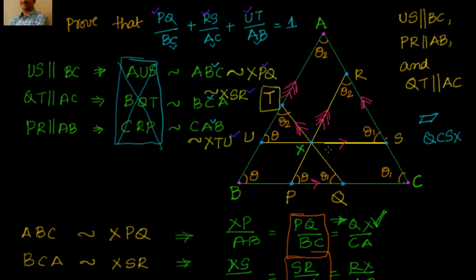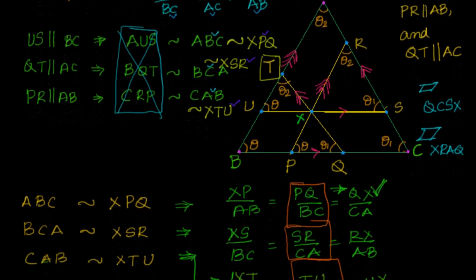QCSX is a parallelogram because it has two pairs of parallel lines. So can I go ahead and say QX is equal to SC? Because you know in a parallelogram opposite sides are equal. Similarly, if you look at this quadrilateral XRAT, that is also a parallelogram. Again the same logic. Why? Because you have two pairs of parallel lines and opposite sides are equal.